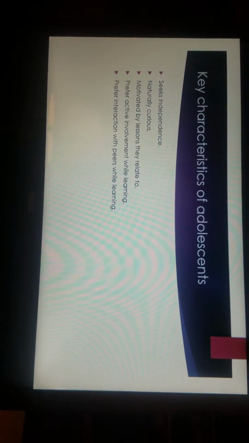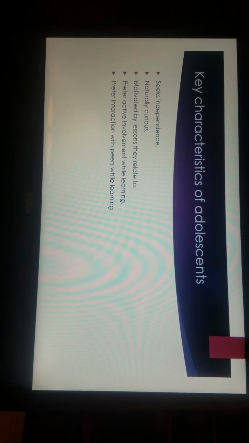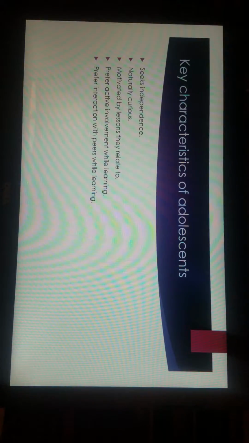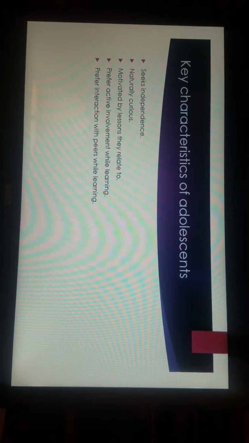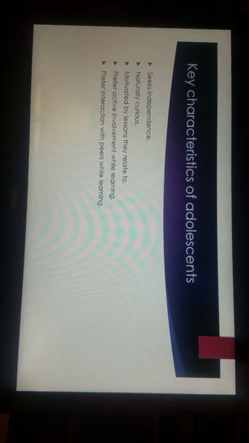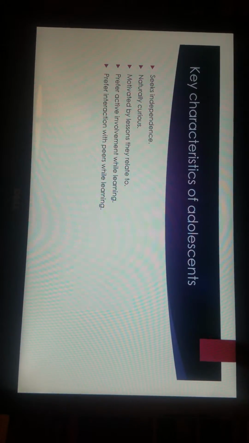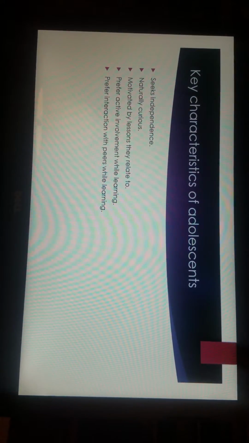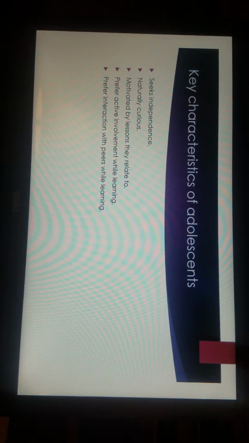The key characteristics of adolescents are that they seek independence, are naturally curious, and are motivated by lessons they relate to. For example, a lesson that might involve music they listen to or shows they watch. This will increase their level of engagement. They prefer active involvement while learning, such as playing games, like our crossword puzzle, and they prefer interaction with peers while learning. Having assignments that include collaboration can help them become more interested in learning.